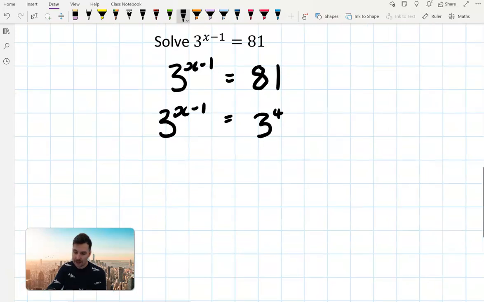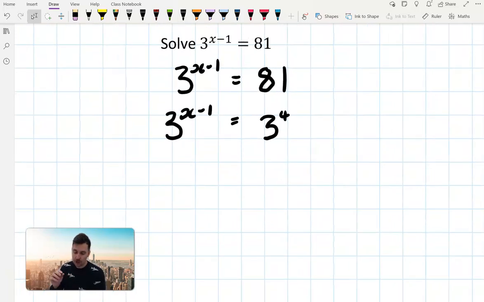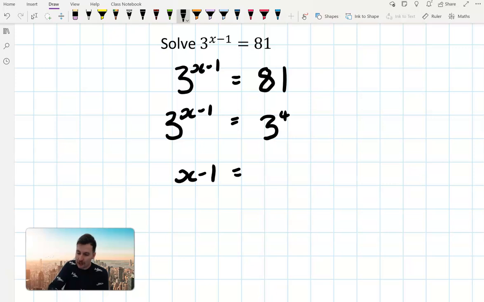But now it's set up something that looks a little bit different. We've got 3 to the power x take 1 on the left, and we've got 3 to the power 4 on the right. So what that implies is that x take 1 is going to be equal to 4. So this one isn't a straight up x equals something.